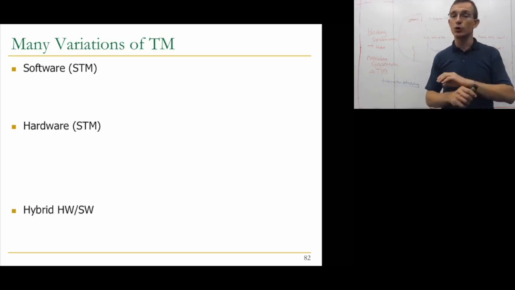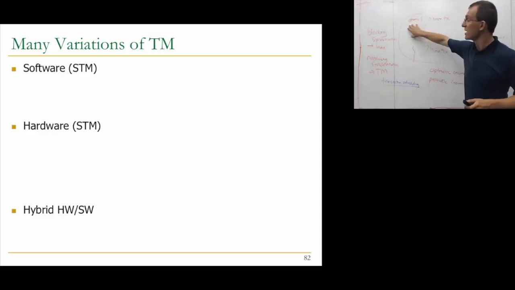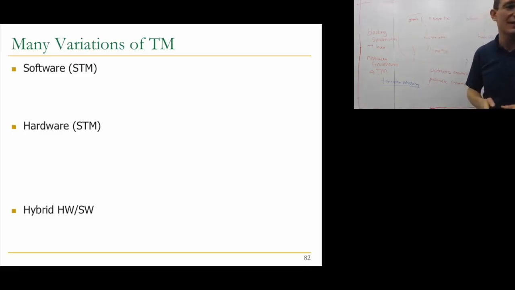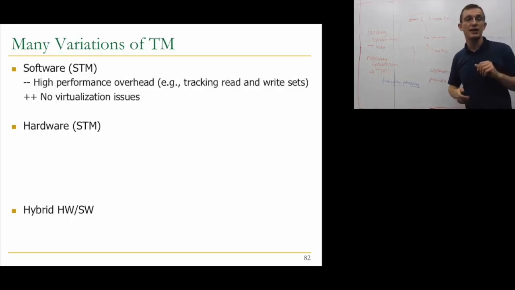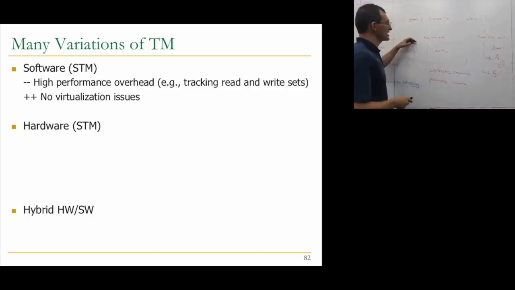This can be implemented purely in software, which means that the runtime system somehow ensures that you actually satisfy these atomicity semantics in the transaction, right? So the upside of this is there are no virtualization issues. All of the addresses are virtual. If you actually interrupt the process, well, you can keep track of everything in software.